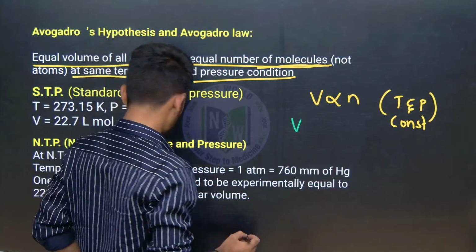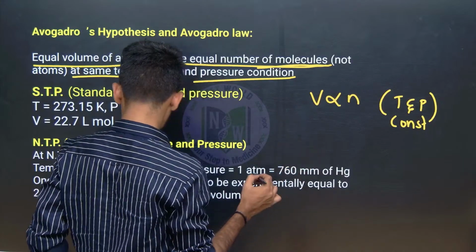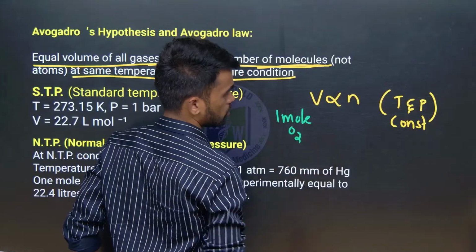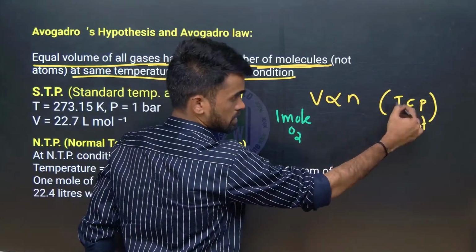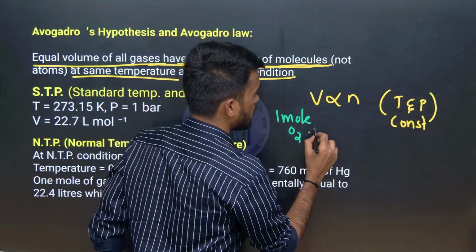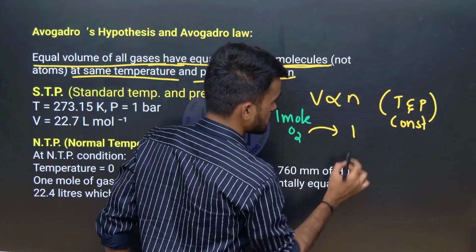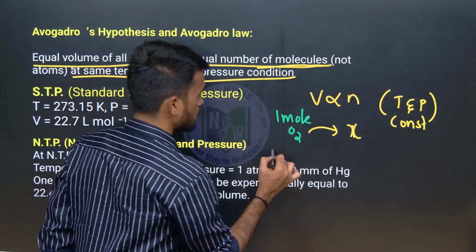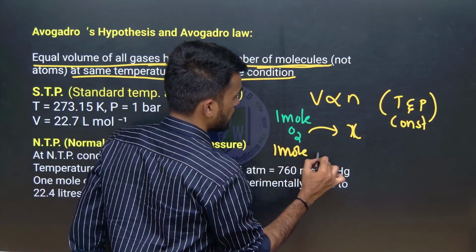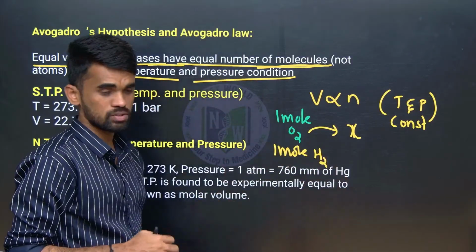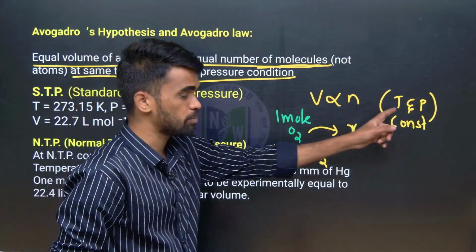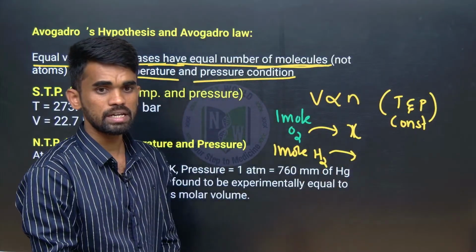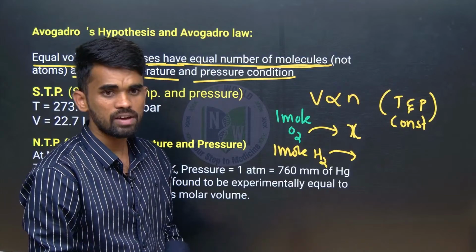For example, I am taking 1 mole of O2 at this temperature and pressure. I am saying it has some X number of oxygen molecules. Now again I am taking 1 mole of H2 gas, at the same temperature and pressure. Now how many gas molecules does it have? It also has X only.